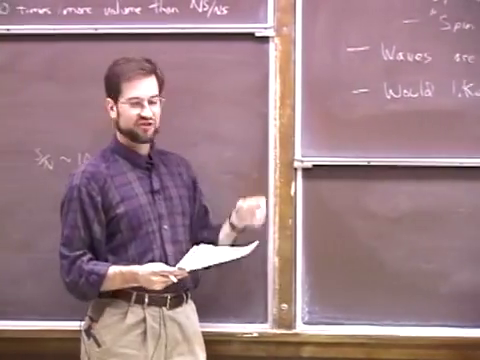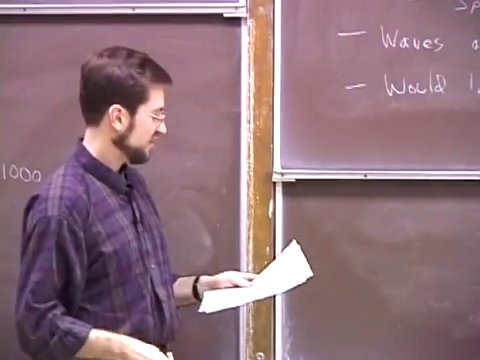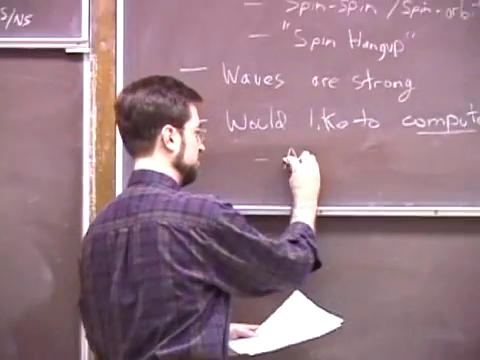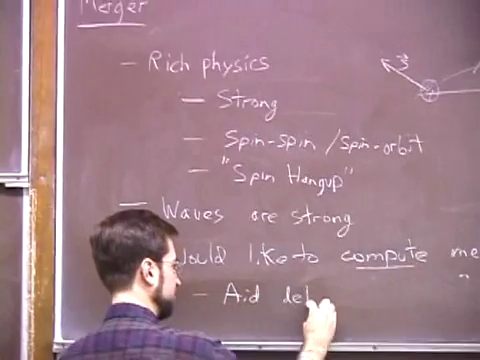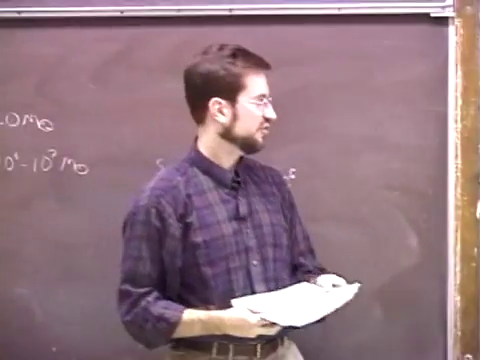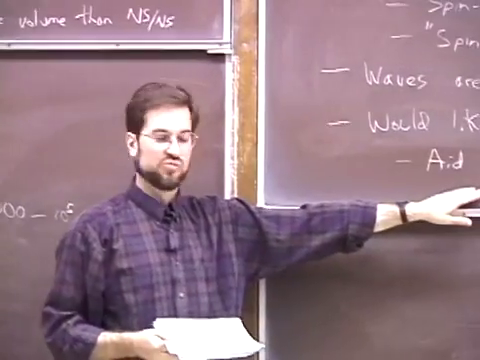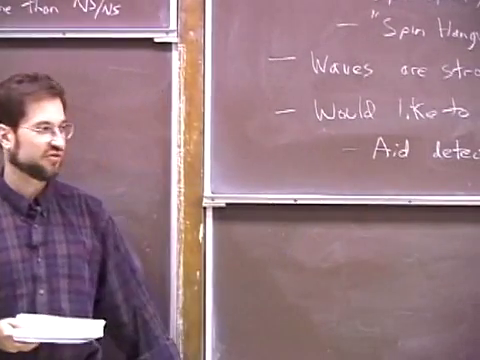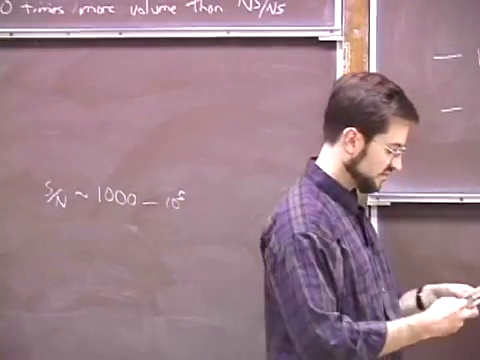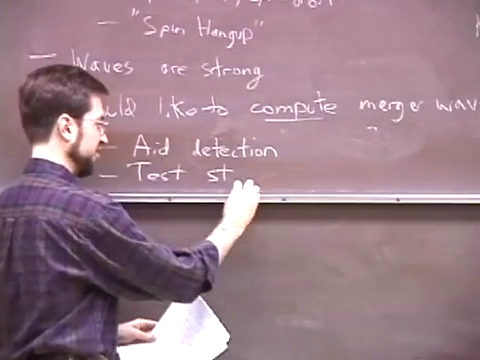So we'd like to be able to actually compute the waves from mergers and compute this process. This would allow us to do several things. One is to aid detection in the case of LIGO, because detailed computations of these merger waves would allow us to build up templates that can be used for matched filtering. We also can test strong field relativity.